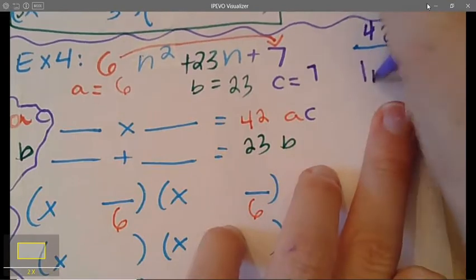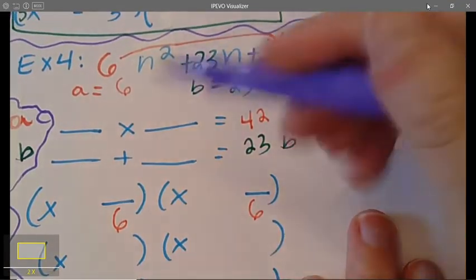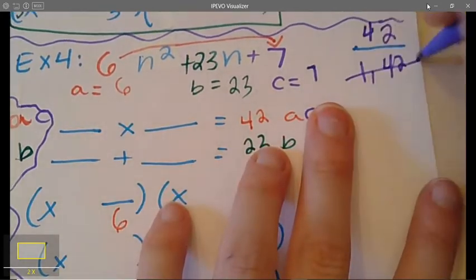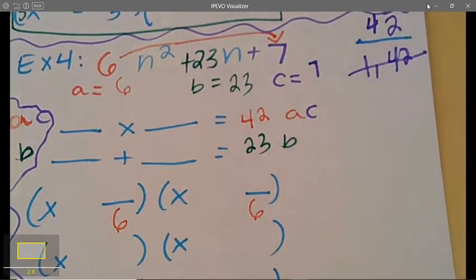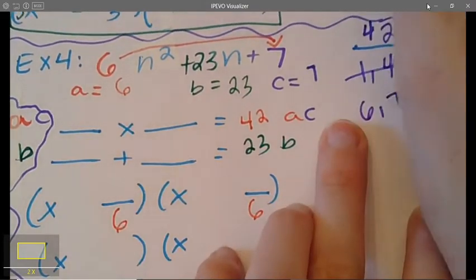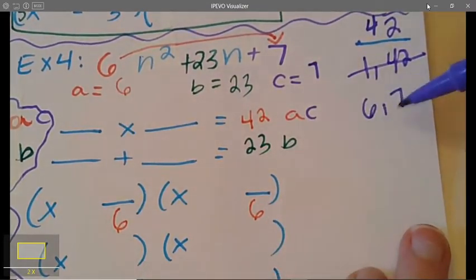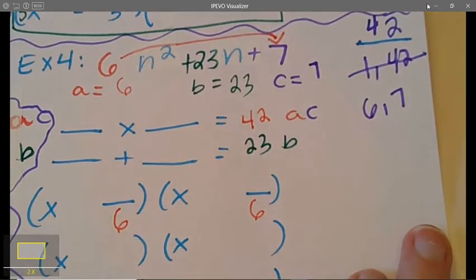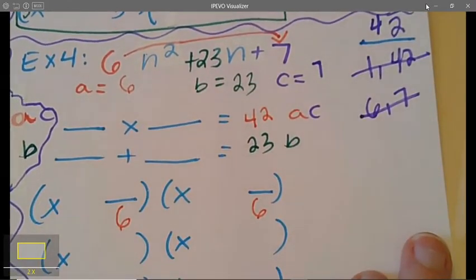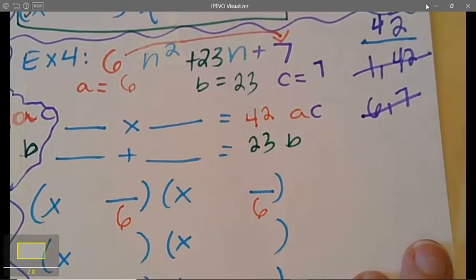Well, we have 1 and 42. Which, 1 and 42, yeah, that doesn't add to be 23. Shucks, doesn't work. All right, let's try, I know 6 and 7 multiply to be 42. So 6 and 7, well, 6 and 7 doesn't add to be 23. Man, doesn't work. So what's something else that multiplies to be 42?